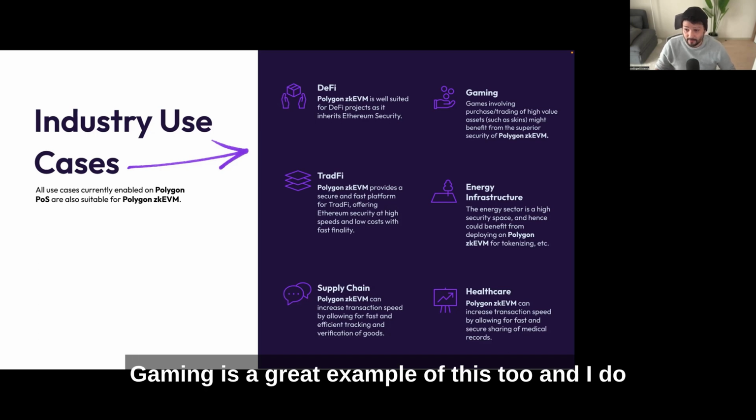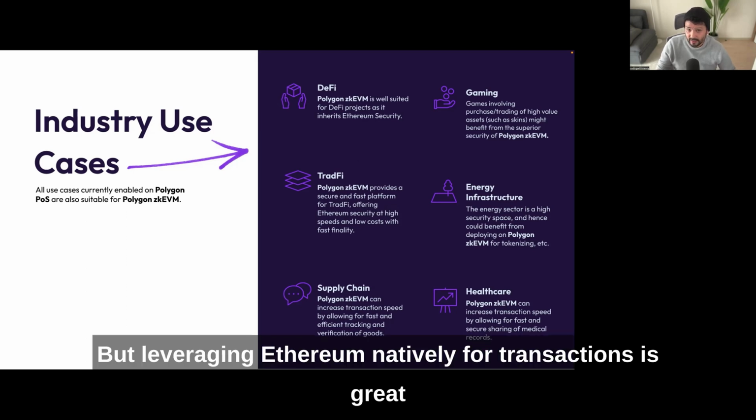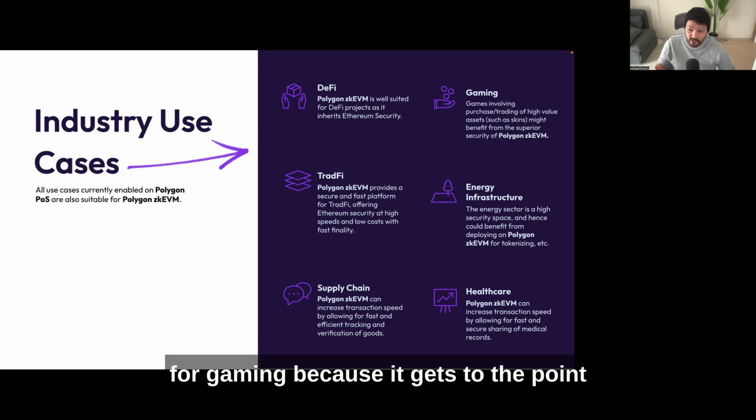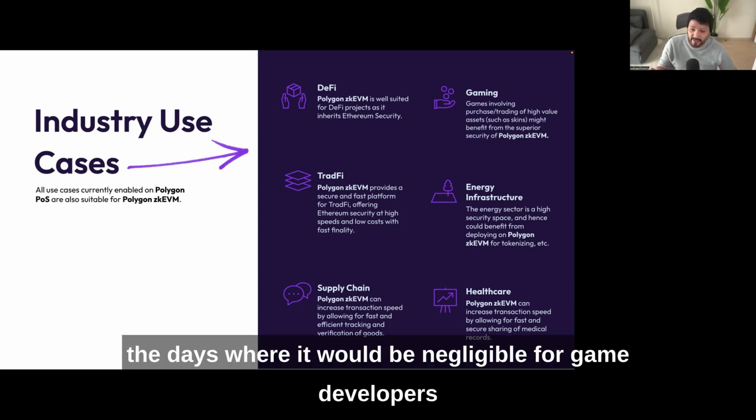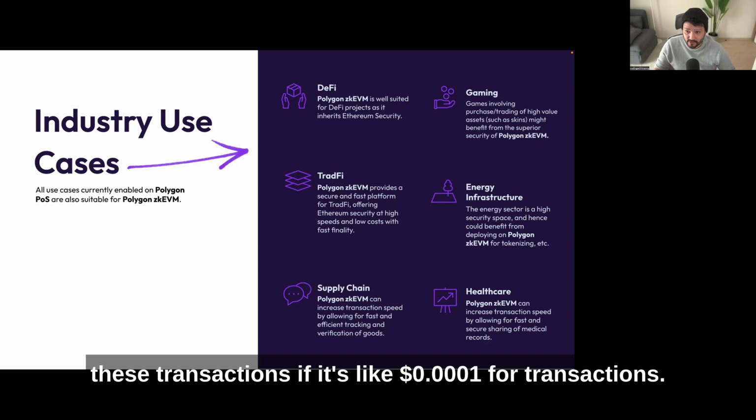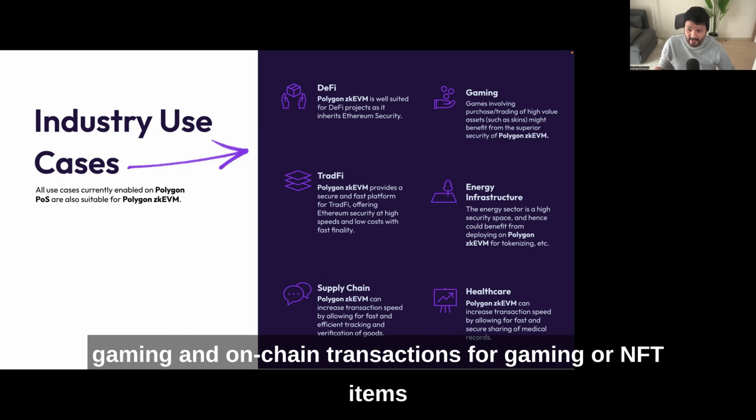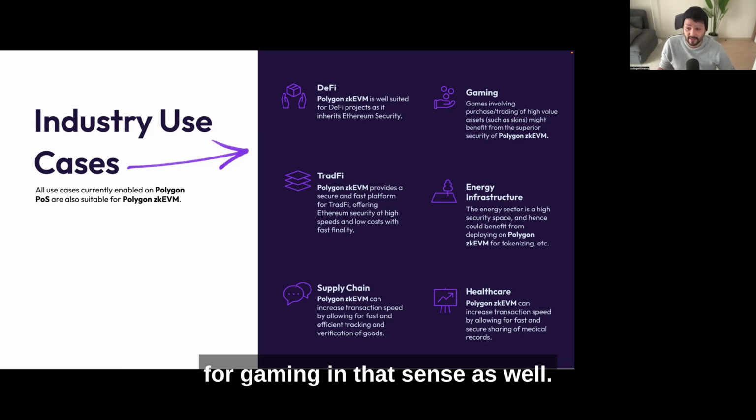Gaming is a great example of this too. I do realize that Polygon POS is a great solution as well, but leveraging Ethereum natively for transactions is great for gaming, because the transactions get cheap enough. We are getting to the days where it would be negligible for game developers to say, hey, I will front the cost of these transactions if it's like 0.0001 cent per transaction. So if you had on-chain transactions for gaming, for NFT items or even a native token, it makes it more viable for gaming as well.